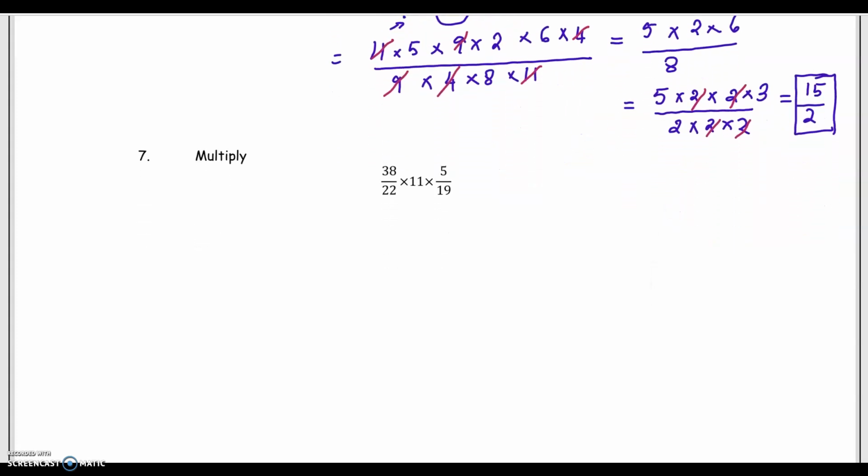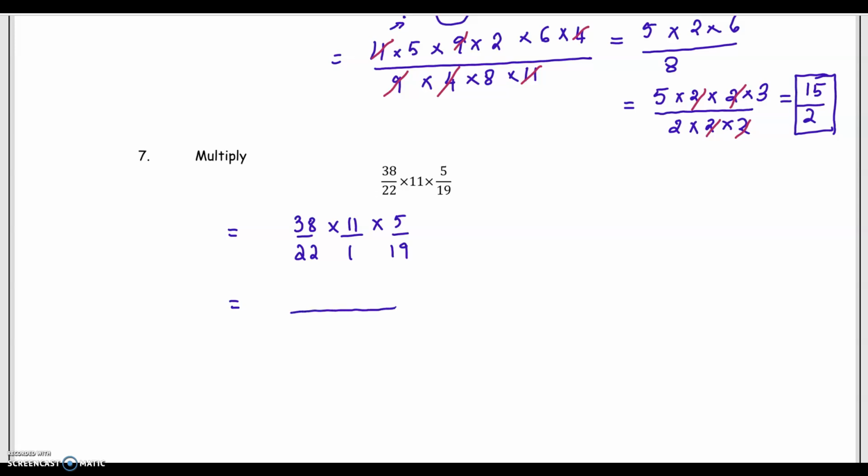Let's see what we have here. We're going to multiply fractions. Multiplying fractions. Let's just write it down first. We write 11, it's a whole number. We write it as 11 over 1, just to be very clear. Then 5 over 19.